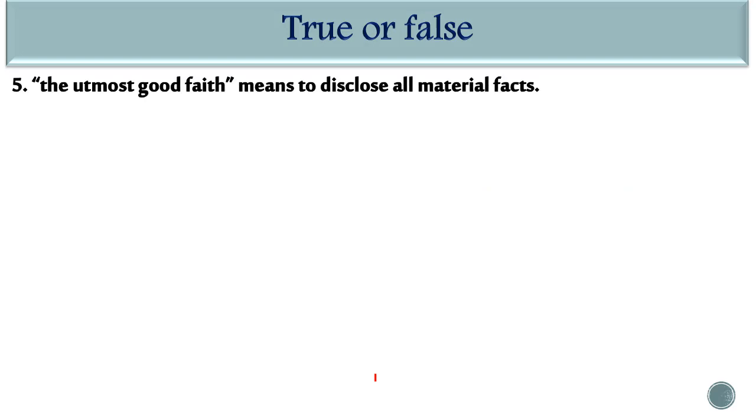Number five, the utmost good faith means to disclose all material facts. Disclosure in insurance contracts, the legal principle governing the insurance contract is called the utmost good faith. According to this principle, all parties of insurance contract, the insured and the insurer, are required to disclose all material facts relating to the contract. So that question is true.